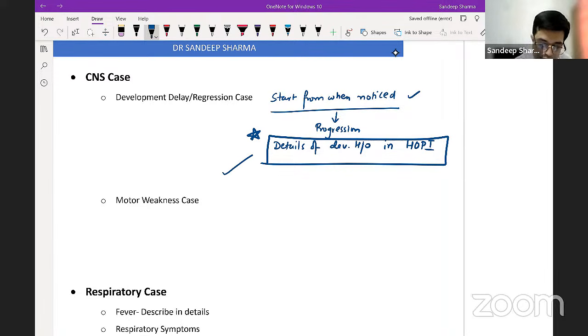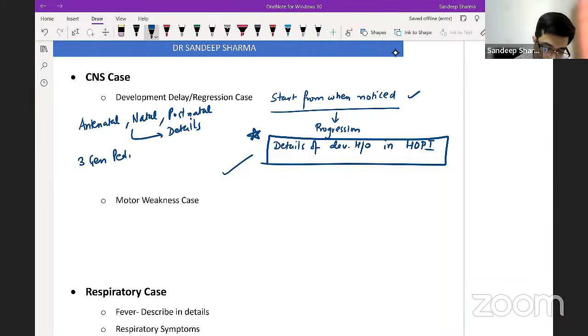And details of developmental history need to be taken. Also, in all these patients, you need to take the antenatal, natal, postnatal histories in details. You also need to make a 3-generation pedigree chart.